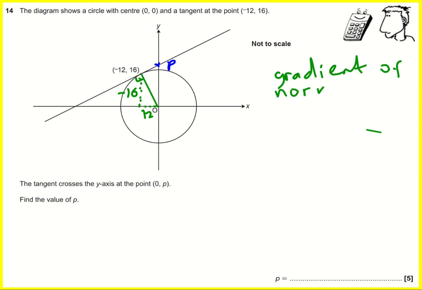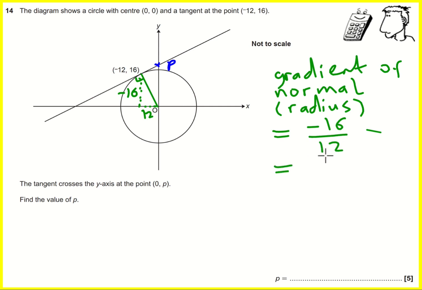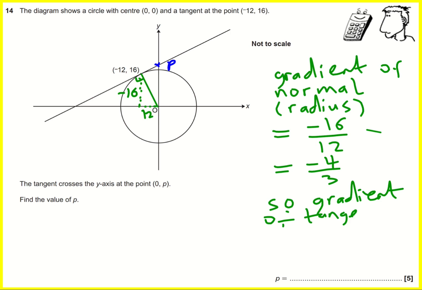You don't tend to see this too much at GCSE. I'll put radius in brackets. That's going to be rise over run. It's going to be minus 16 over 12, which I can cancel down. It's got a common factor of 4, minus 4 over 3. So, how does that help? The gradient of the tangent is equal to 3 over 4.